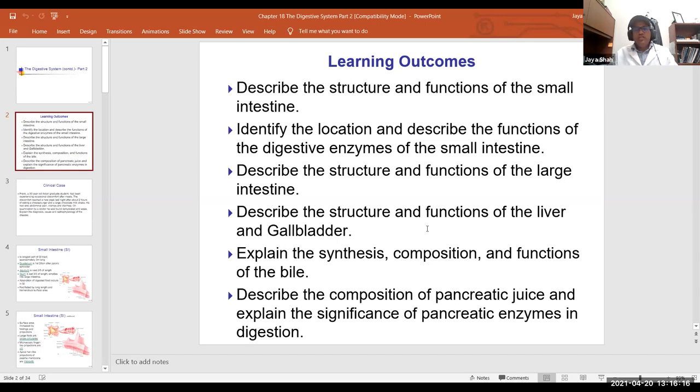Then describe the function and structure of the liver, gallbladder. Then we will talk about synthesis, composition, and function of the bile, which is coming from your liver. And then composition of pancreatic juice. And then what is the significance of pancreatic enzymes in the digestion?